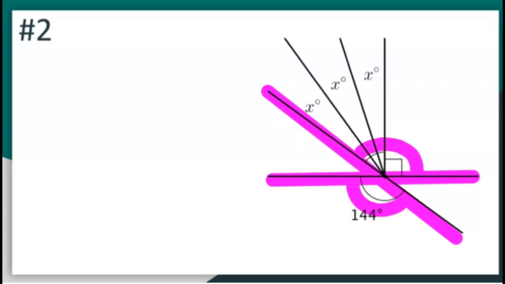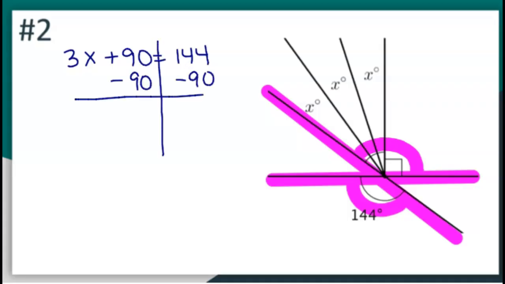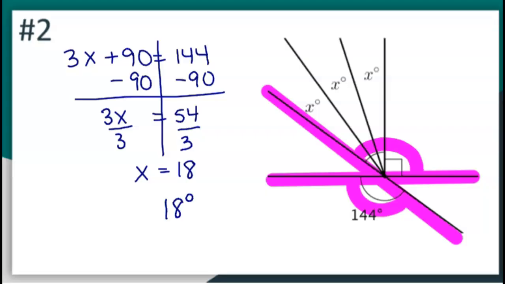This time I'm going to shorthand my equation right away. I have these three x's and I have a 90 degrees. So I know that 3x plus 90 has to equal 144. Again, solve this like you would a normal two-step equation. And we're going to find that x is 18, so each of those angle measures 18 degrees.